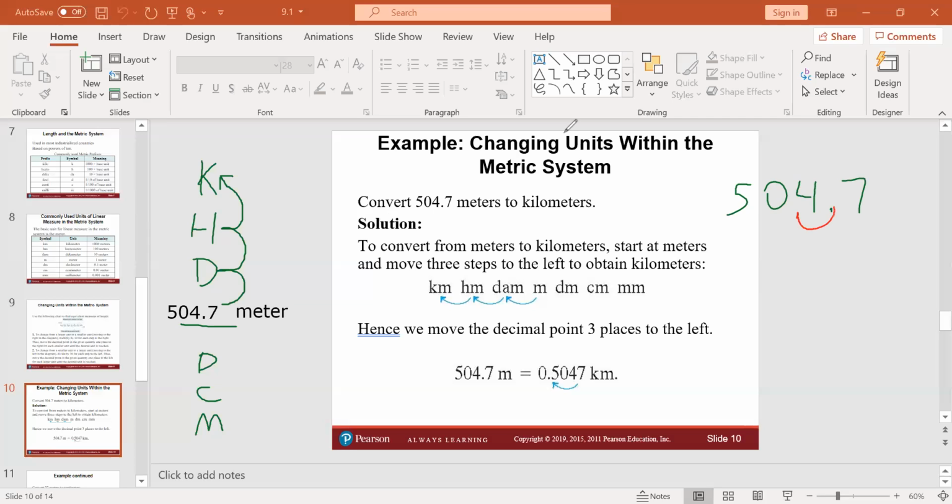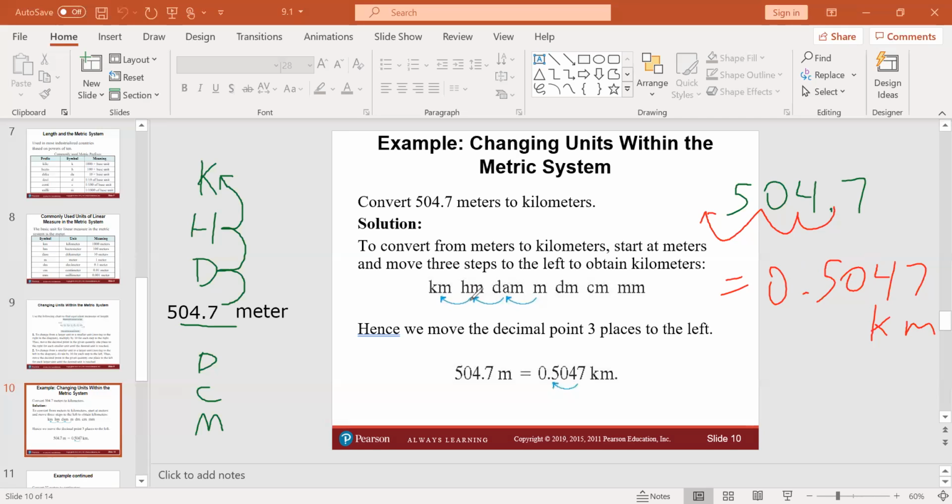We move that 1, 2, 3 times to the left because we're moving up. And what we end up with is 0.5047 km, which makes sense. 504.7 meters, we don't need as large a number to express that length if we're talking about things in kilometers instead. So it just kind of is logical.